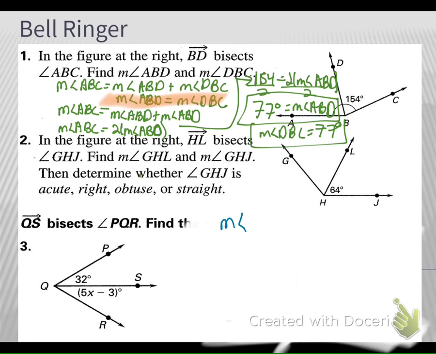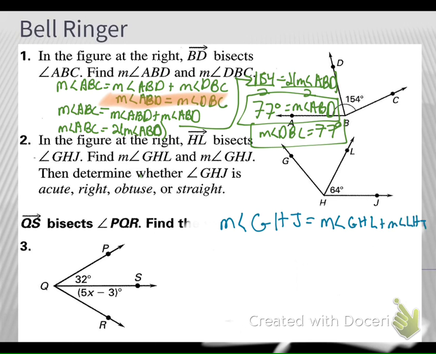Let's start over here. So what's my big angle, somebody in this column? What is it? What's my big angle? GHJ. Exactly right, GHJ equals the sum of my two smaller angles. So what are my two smaller angles? The middle column. Jaquan? Yep, GHL plus the measure of angle LHJ.